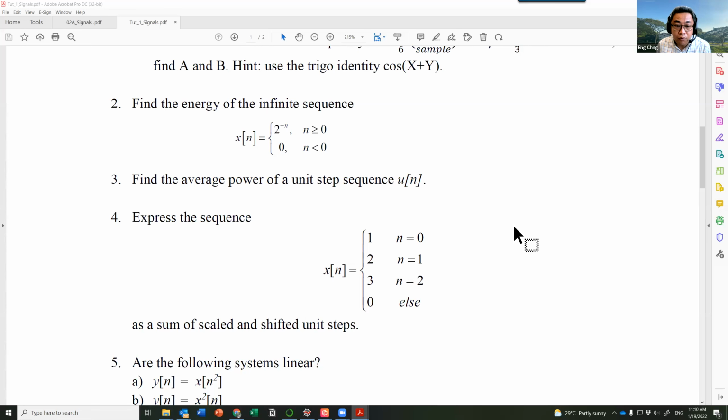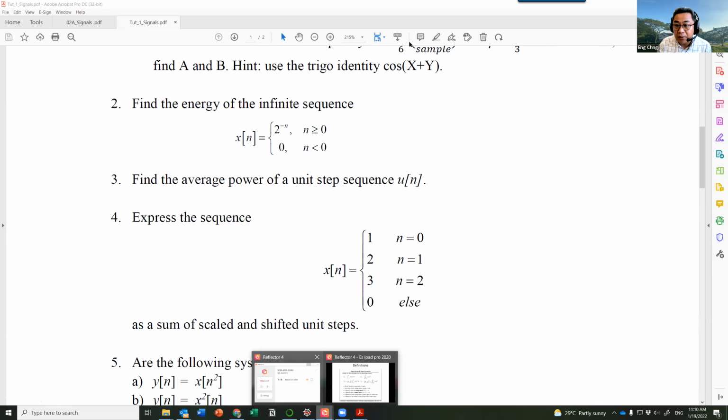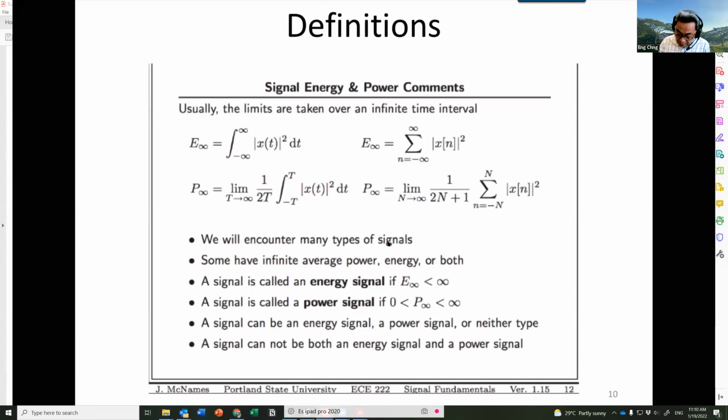Right, now let's continue with questions 2 and 3 of tutorial 1. Question 2 asks us to find the energy of a signal, and question 3 asks us to find the power of a signal. Energy and power of a signal. So in the solutions, please look at the definitions first. The definitions are in this slide.